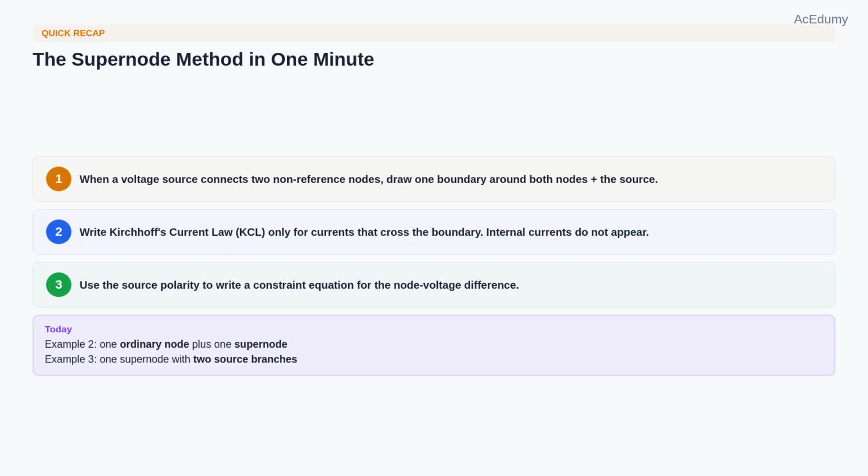Now let us practice with two more examples. The first mixes an ordinary node with a supernode. The second uses two source branches tied to one top node. In both cases, the method stays the same. Identify the boundary, count only crossing currents, and use source polarity for the constraints.